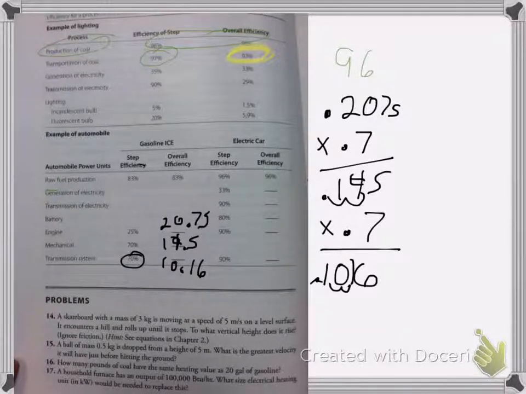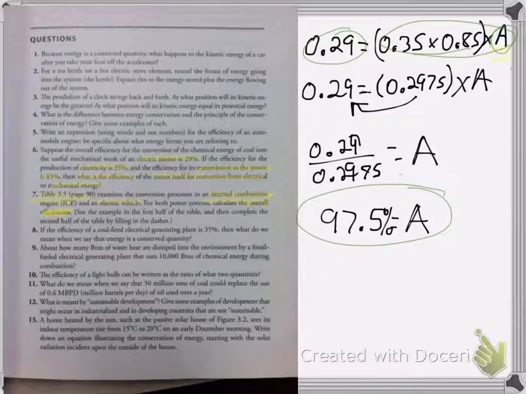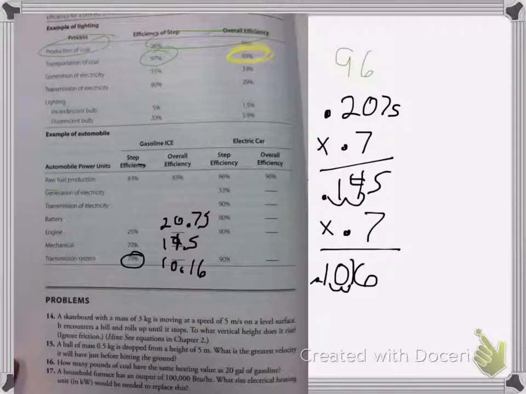So to answer the first part of question number 7, the amount of energy that I'm going to be using in my internal combustion engine, my ICE engine, is 10.16%. Now we're going to calculate the efficiency for the electric vehicle. So I'm going to do a little erasing, clean up my page.